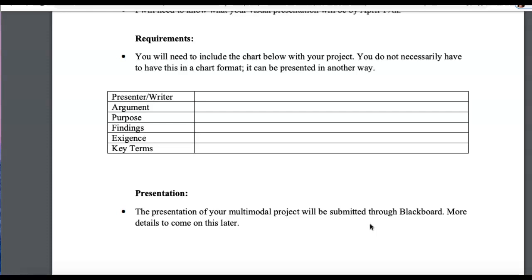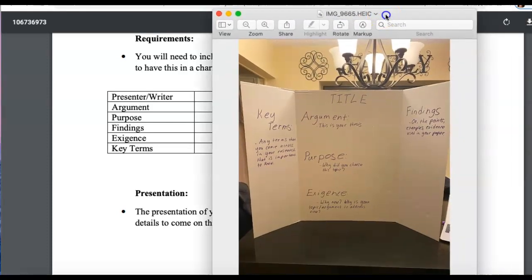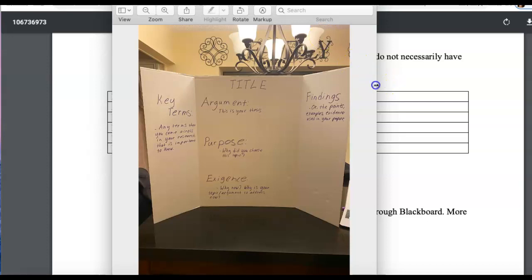But that's obviously not going to happen this year since we are all online. So let me show you some examples. Here's one I did here just in the house.